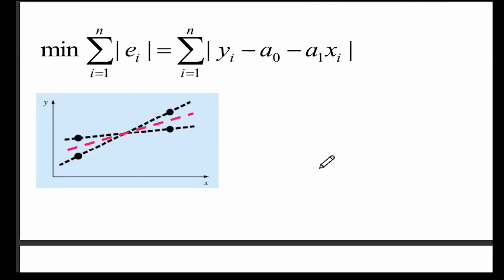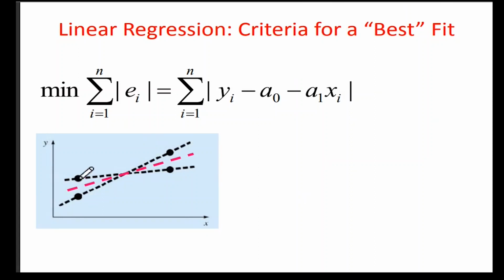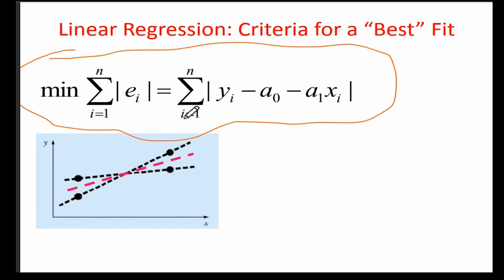Katakan kita ada titik sebegini. Kita ada 4 titik macam ni. 1, 2, 3, 4. Okay. And then kita apply the same concept. Kita nak cari dekat mana garis yang akan berikan kita, bila kita tambah semua error tu, dia akan dapat paling minimum. So yang kedua ni kita nak minimize sum of the absolute value of the residual. So kita nak kecilkan nilai sum.